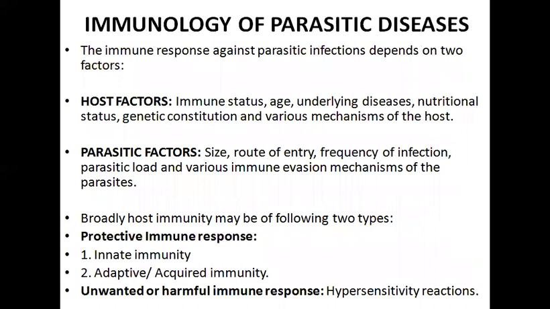Then coming to the immune response in parasitic diseases. The immune response depends on two factors, the host factors as well as the parasite factors. The host factors, like the immune status of the host, age, any underlying disease, nutritional status of the host, genetic constitution, and various other mechanisms of the host, govern the immune response given by the host against the parasitic infection. And the parasitic factors constitute the size, route of entry, frequency of infection, parasitic load, and various immune evasion mechanisms by the parasite. Broadly, the host immunity may be of two types, the protective immune response and the harmful immune response. The protective immune response is in the form of innate as well as acquired immunity, and the harmful or unwanted immune response is in the form of hypersensitivity reactions.